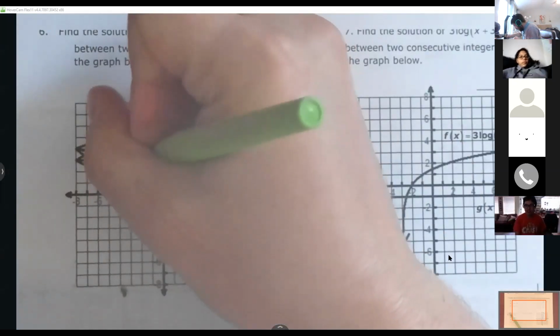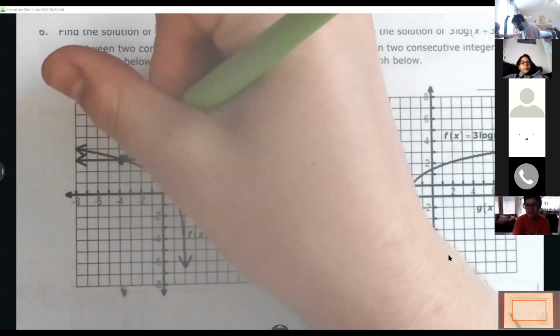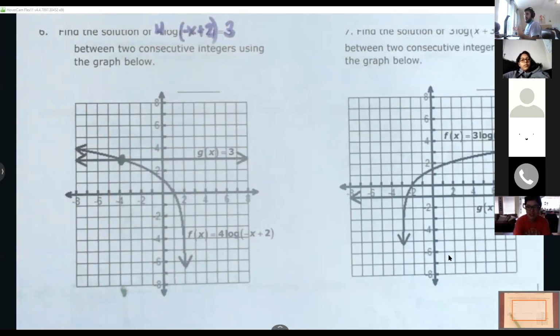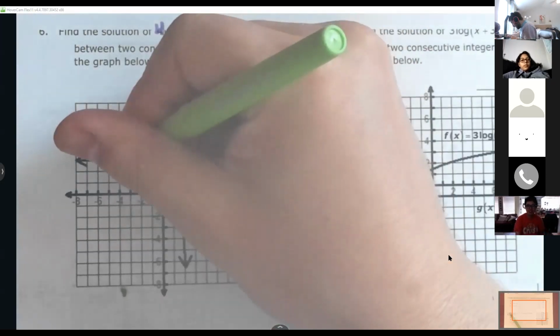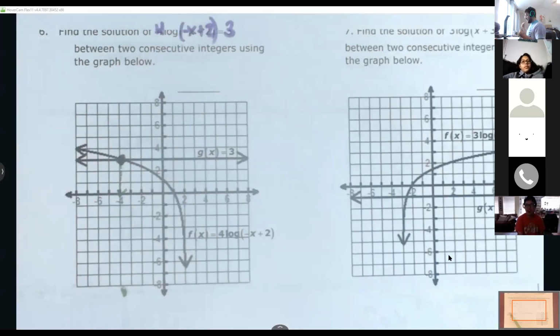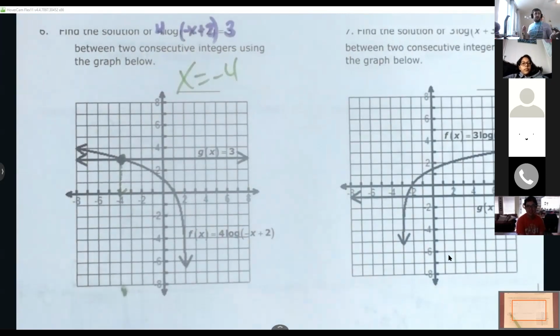-4? It's close. I'd probably count -4. If you get really nitpicky, it's like -3 point something, but no, it's like -4. That's the x value where they cross. X equals -4. Perfect.